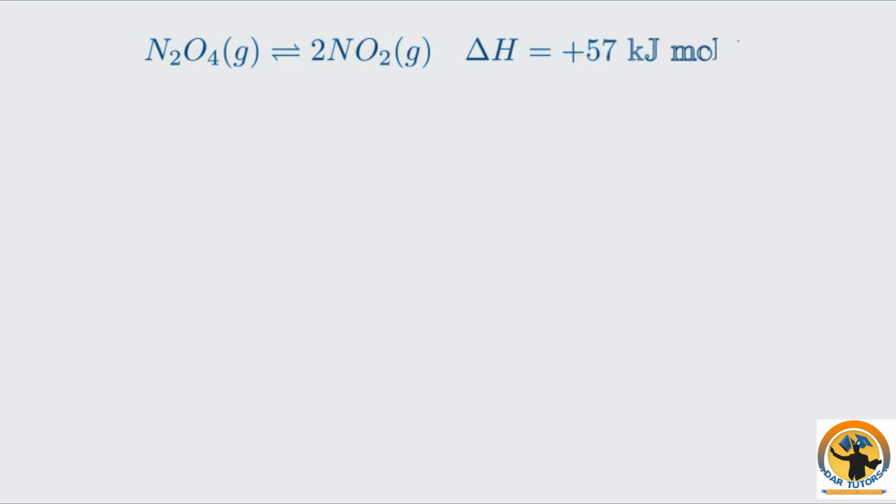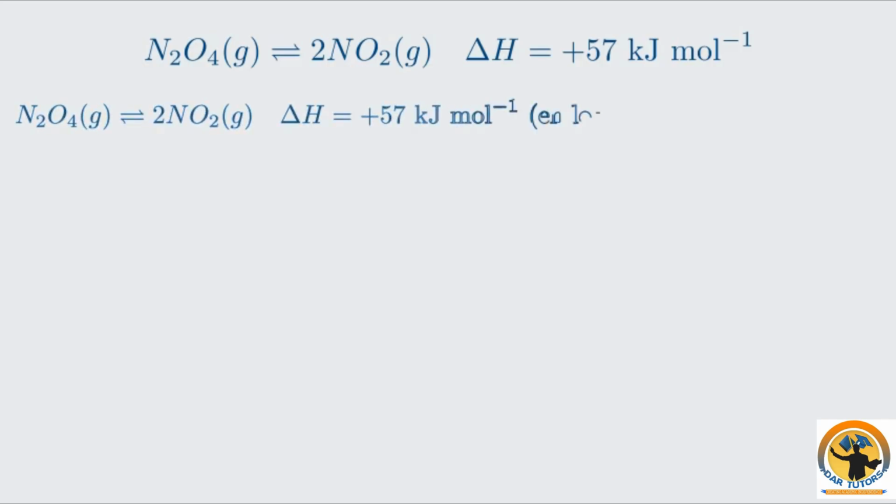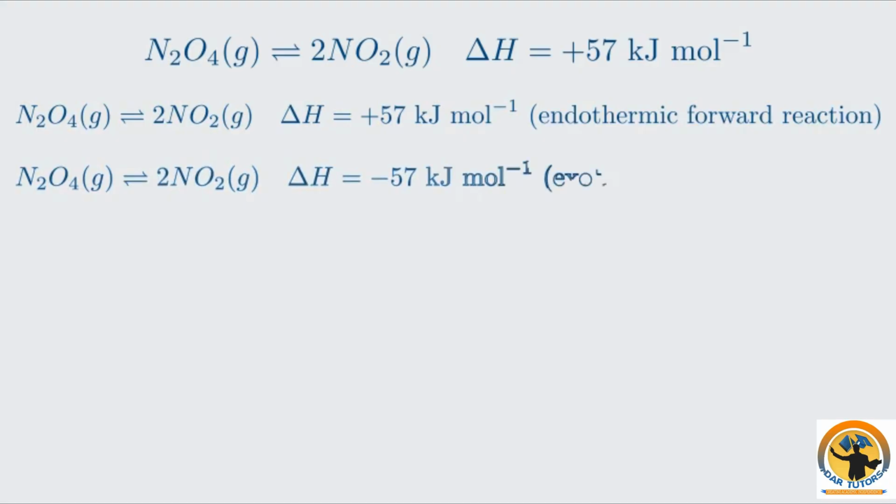The equation is N2O4 in equilibrium with 2NO2, and the enthalpy change, dH, is positive 57 kilojoules per mole. A positive dH value indicates that the forward reaction, the decomposition of colorless N2O4 to brown NO2, is an endothermic process. The forward reaction is endothermic, so absorbing heat from the surroundings. The reverse reaction, the formation of N2O4 from NO2, is therefore exothermic, releasing heat.